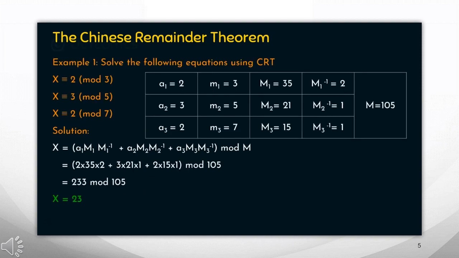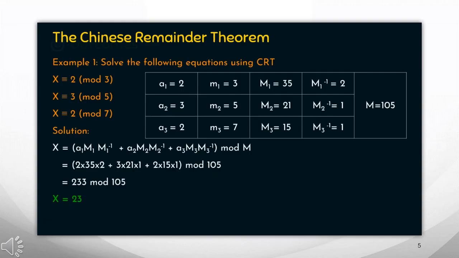CRT example. Let's consider x ≡ 2 mod 3, x ≡ 3 mod 5, x ≡ 2 mod 7. Here, the moduli 3, 5, and 7 are pairwise coprime. Using CRT, we can find a unique solution modulo 105, which is the product of 3, 5, and 7.